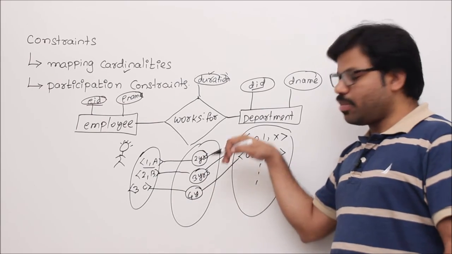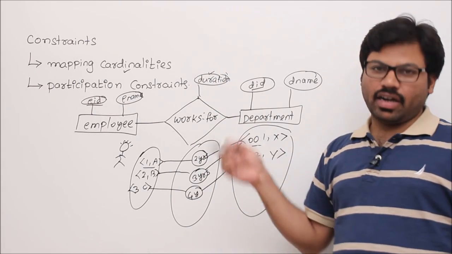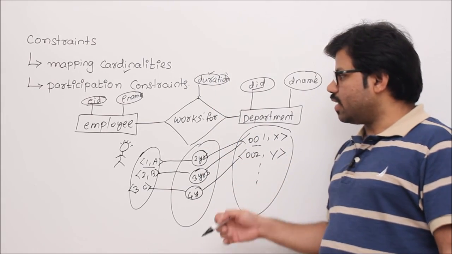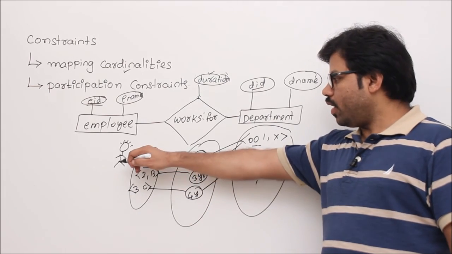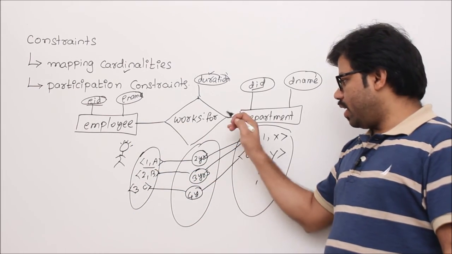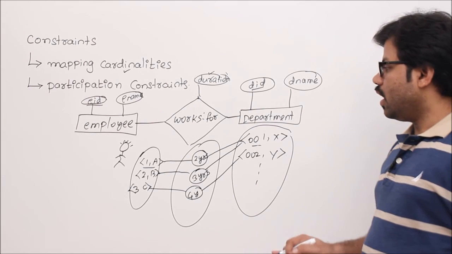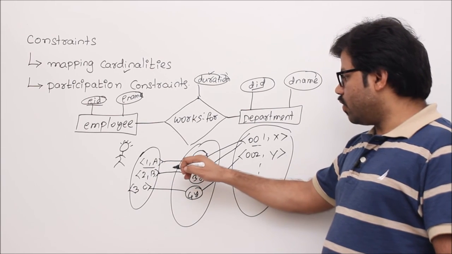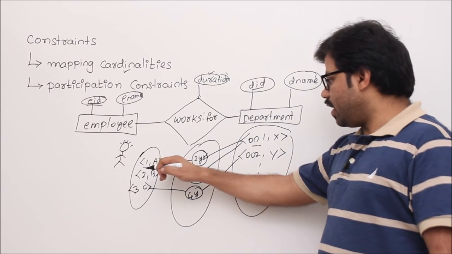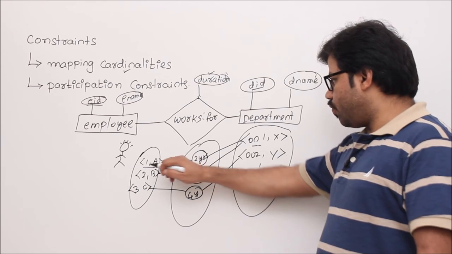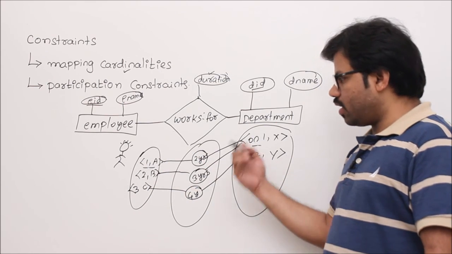Now by seeing this mapping, we can say about mapping cardinalities. That means to understand that, we can ask this question, each employee is working for how many departments is the first question. If one employee, see here each employee is working for only one department. That's why in this mapping you have only one edge between 1 comma A and something, correct?